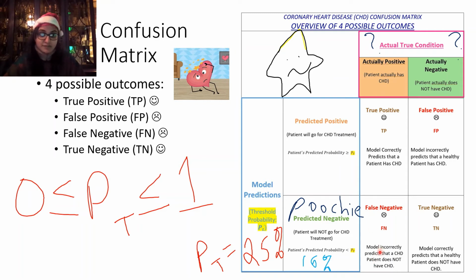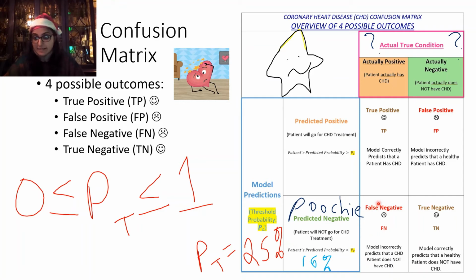So the predictive model and the threshold here incorrectly predict that a coronary heart disease patient does not have CHD. The model and the threshold predicted incorrectly that Pucci did not have coronary heart disease, but Pucci actually had it. We just have to look at the row and the column, and that's what each cell tells us.